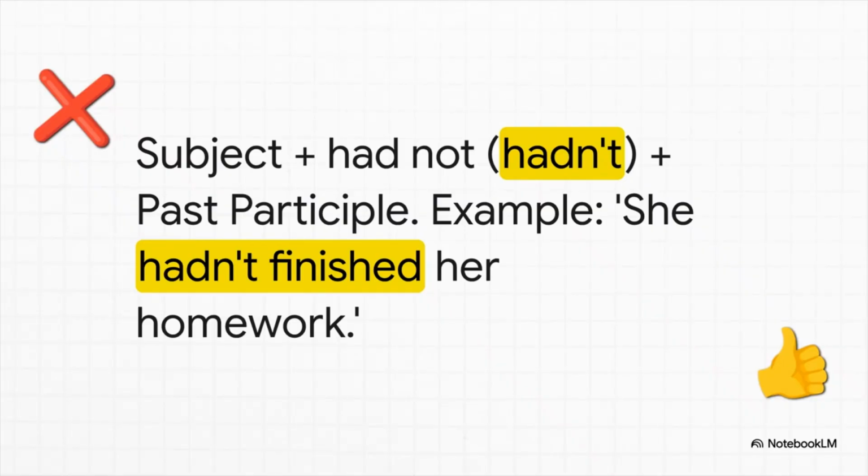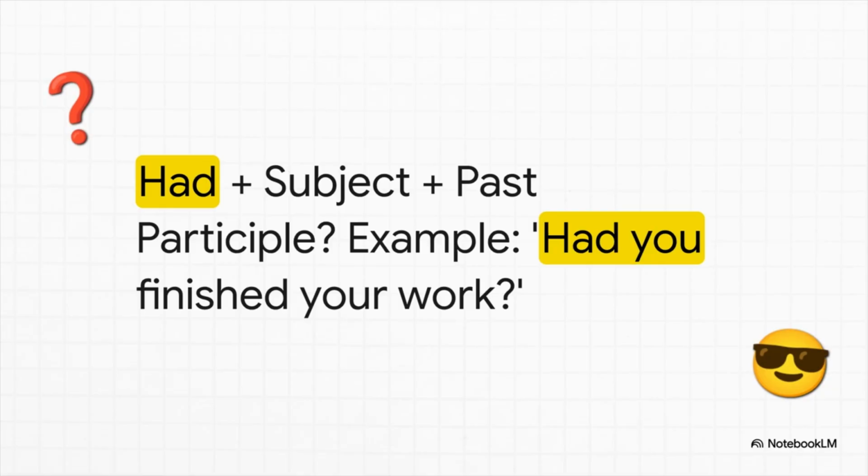Want to make it negative? Just as easy. You just slide the word not right after had, which, let's be honest, we usually just squish together to make hadn't. Like in, she hadn't finished her homework. Simple as that. And what about questions? Well, you just flip the subject and had. So instead of saying you had finished, it becomes had you finished your work. It's a simple little switch. So yeah, the structure is solid and really easy to lock into your brain.